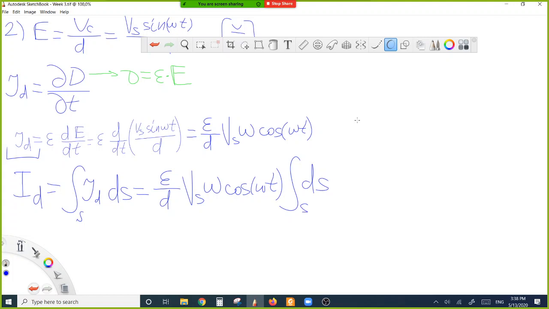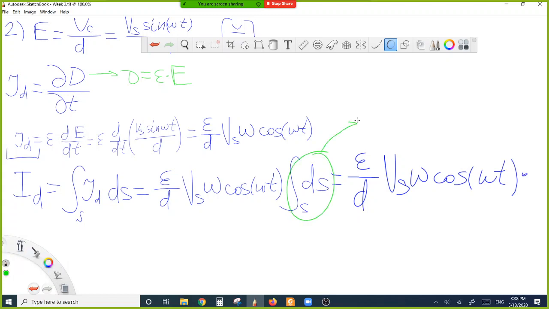And ID becomes equal to epsilon over d Vs omega cosine omega t multiplied. The value of this integral is simply S.